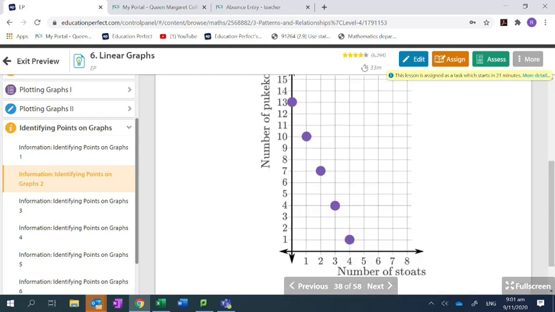Now notice, they did dots, not a line. Why are dots more appropriate here and not a line? Because you can't split a pukeko in half. If you split it in half, they're definitely not going to be live ones. There'll always be labels on each side.